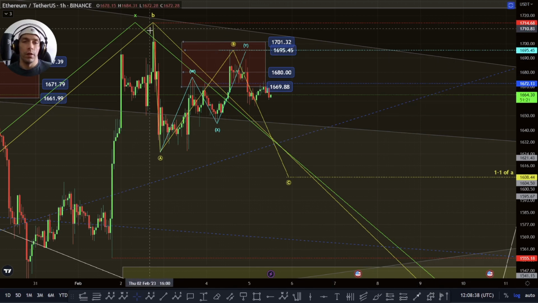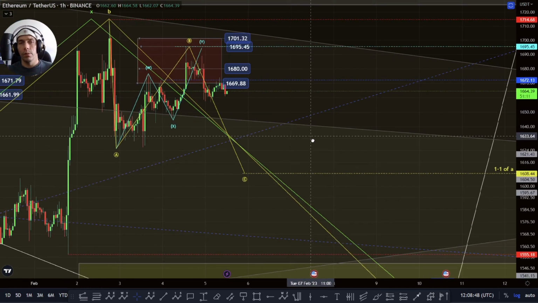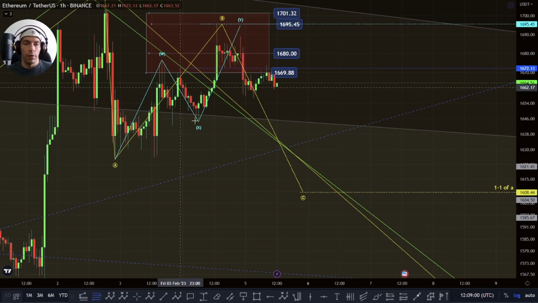Though if it is a WXY, we can get a flat correction in here and it can move up, take this high, and then actually break down. So we need to just be careful of that fact. So if we're looking for this WXY, what we'd want to see is this move start to progress down here in a C wave. It can also be a 3-wave move where we find resistance again here and then look to break down.